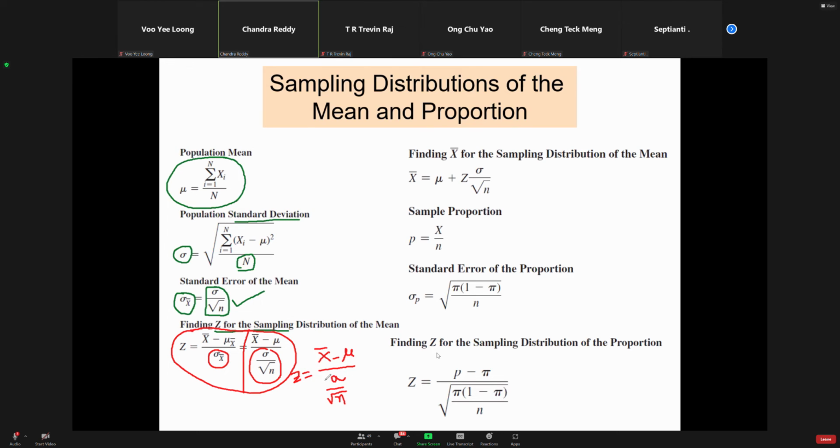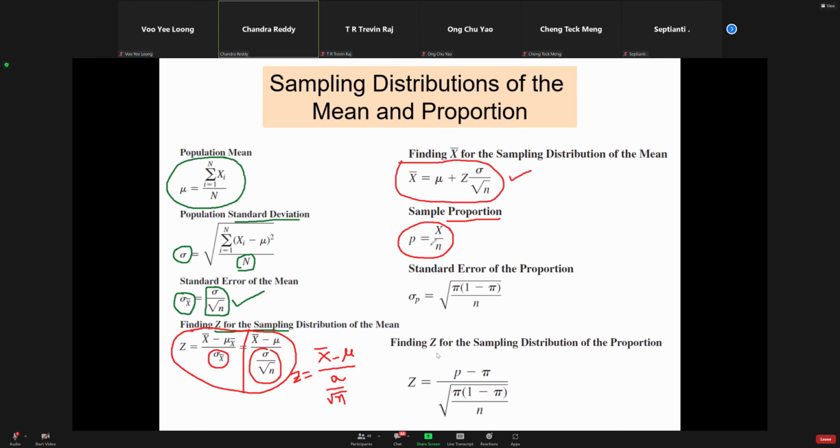So when we are dealing with sampling distributions, similarly, you can find out the sample mean. X bar is the sample mean. There is another characteristic other than the mean, which is the proportion. The sample proportion we can define as x over n.